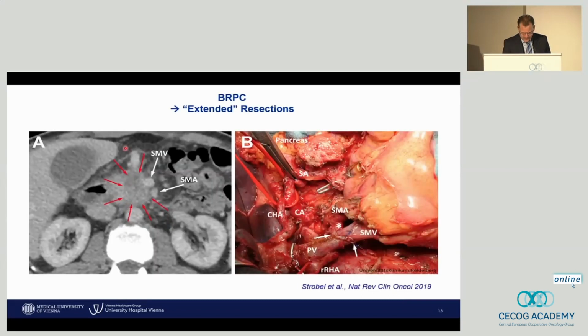This is a borderline resectable pancreatic cancer. You can see that the vein is 180 degrees involved, and probably there is also a little bit of contact to the artery. This patient was taken to the OR for an upfront resection. You can see here, this venous involvement was addressed with a segmental resection with end-to-end anastomosis, and the arteries are free. This also was an R0 resection. It only can be done by radical techniques.